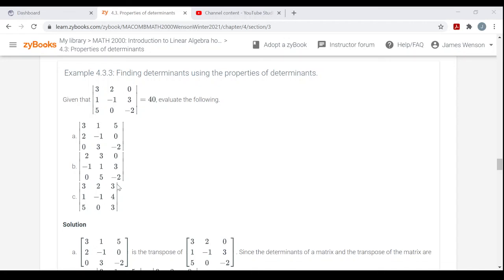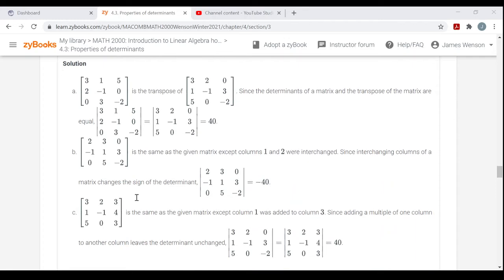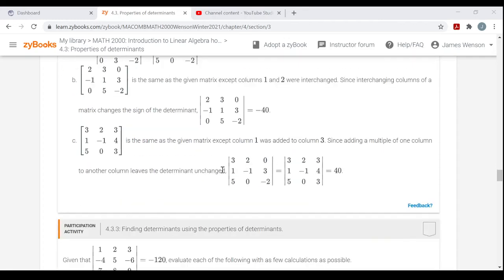3 plus 0 is 3. 1 plus 3 is 4. 5 plus -2 is 3. So yeah, they just added column 1 and column 3 to get the new column 3. So remember, when you add a multiple of one column to another column, it doesn't affect the determinant. So this C here would also have a determinant of 40, and they explain that there.